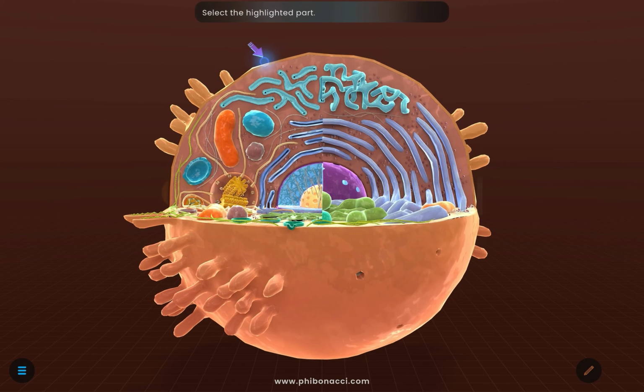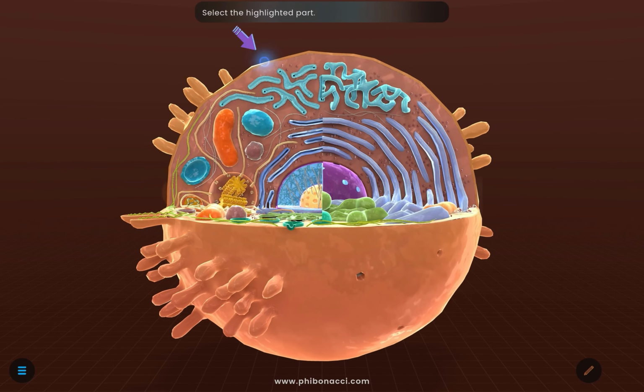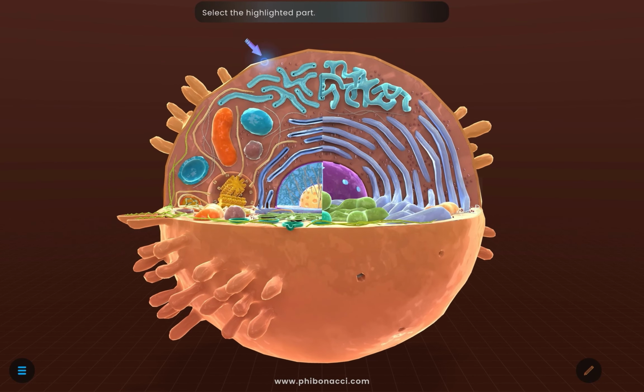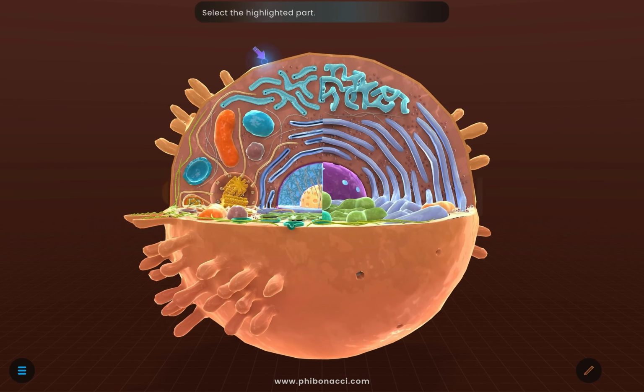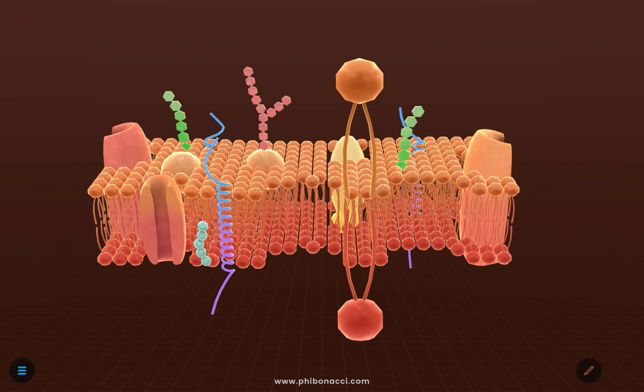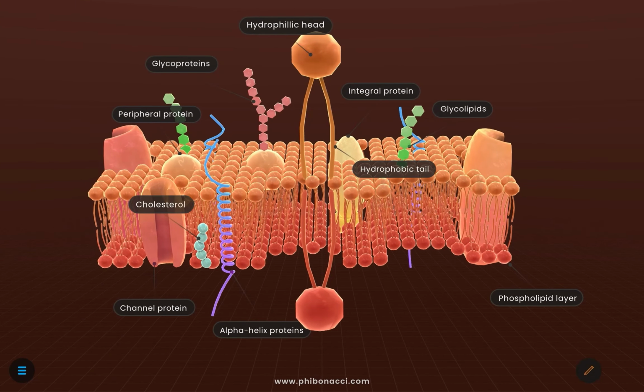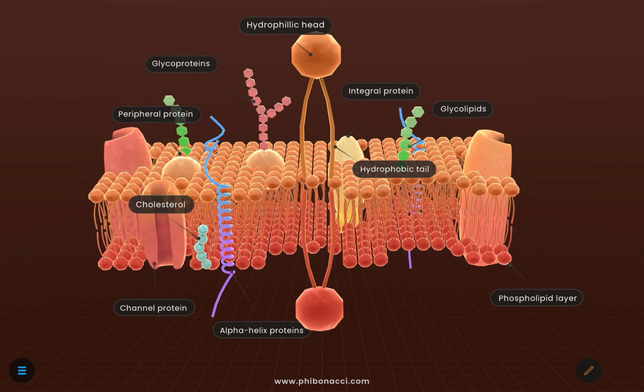We'll start right away with the structure of the cell membrane first, and then we'll talk about the different functions of the cell membrane. So, these are the structural components of a cell membrane, right? We'll study them one by one.